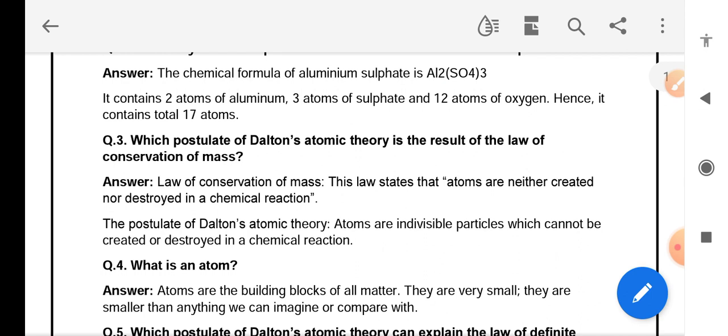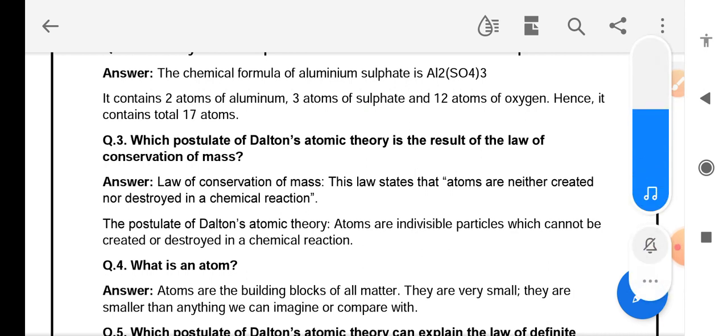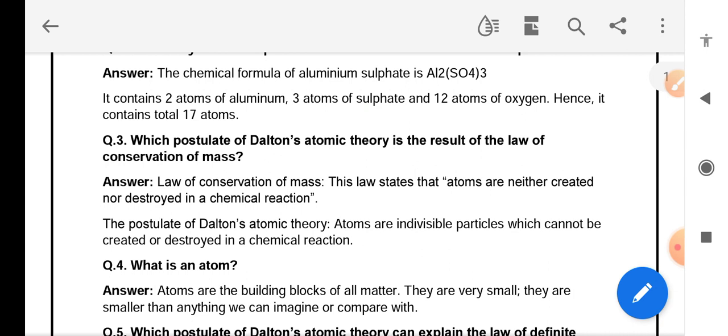Which postulate of Dalton's atomic theory is a result of the law of conservation of mass? This law states that atoms can neither be created nor destroyed in a chemical reaction. The postulate of Dalton's atomic theory: atoms are indivisible particles which cannot be created or destroyed in a chemical reaction.